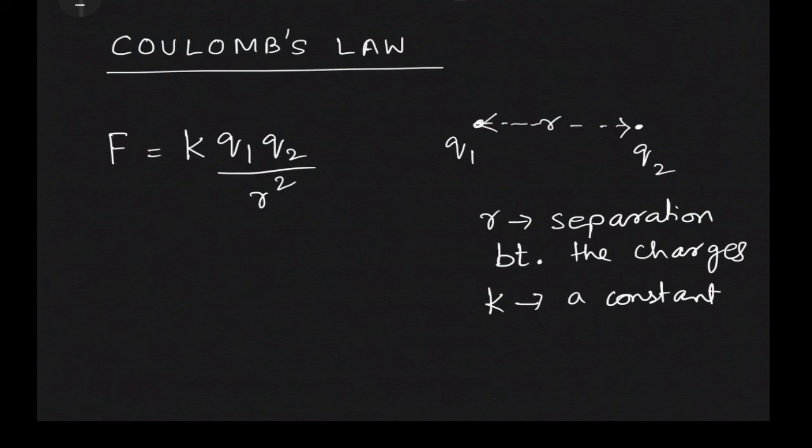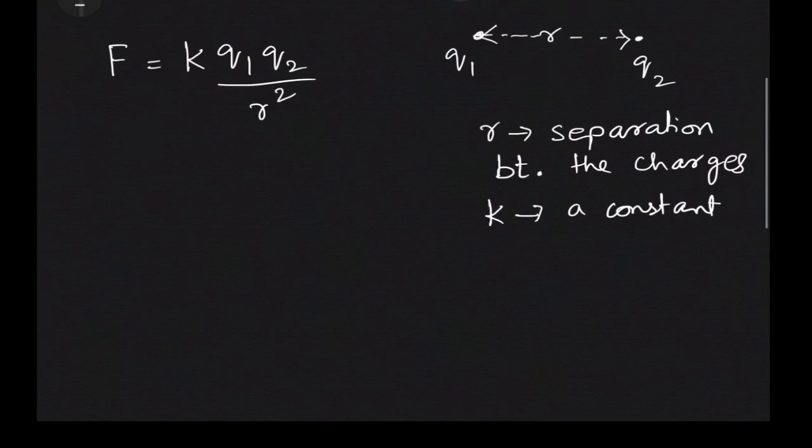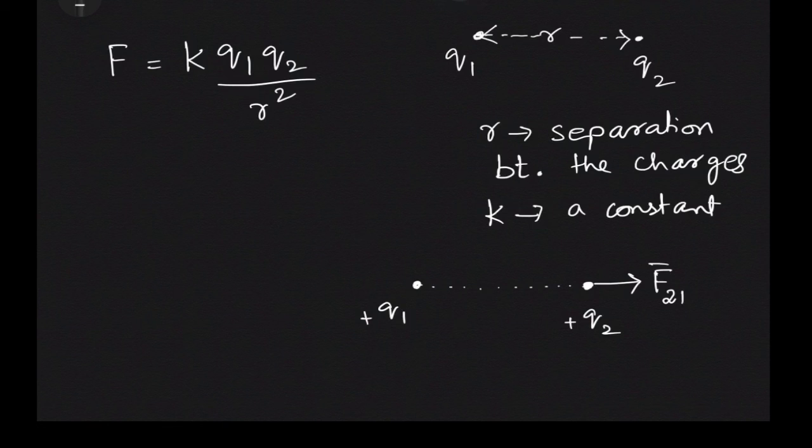Now suppose I want to write this expression in vector form. So see how will I write. I am redrawing this diagram. Say this is charge Q1 and this is charge Q2 and this is the line joining the two charges. Now suppose both the charges are positive. Let me analyze the force on charge Q2 due to Q1. It will be repulsive. Naturally it has to be repulsive because the like charges are going to repel.